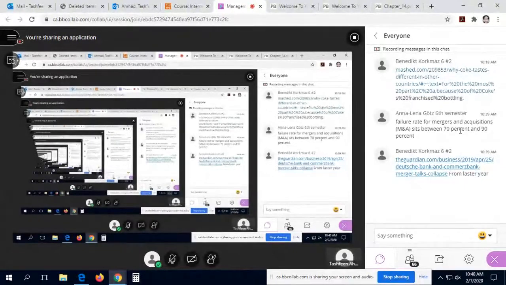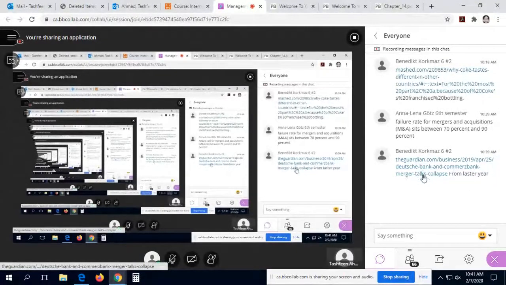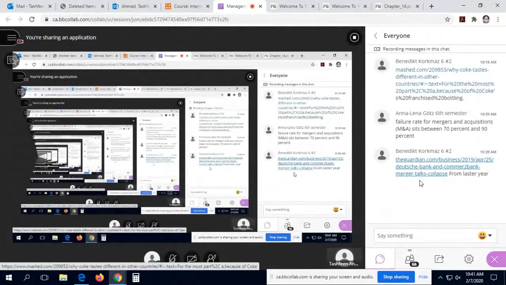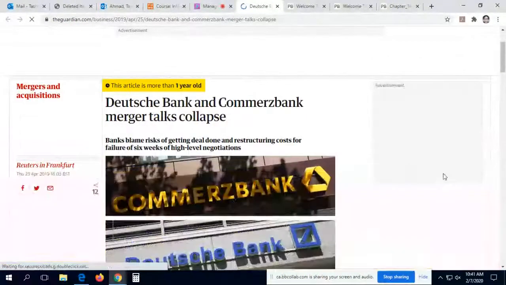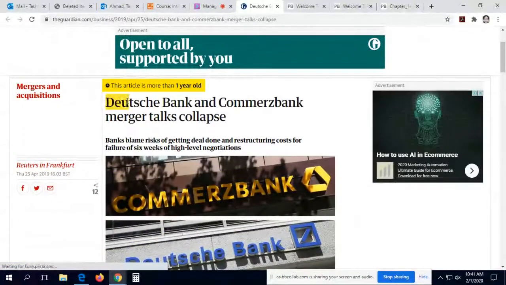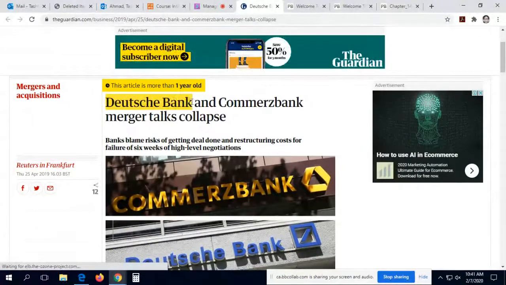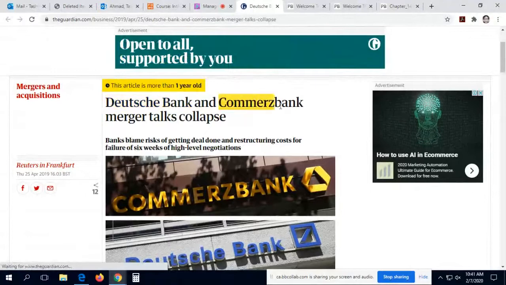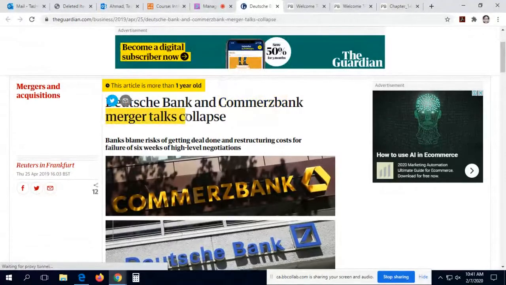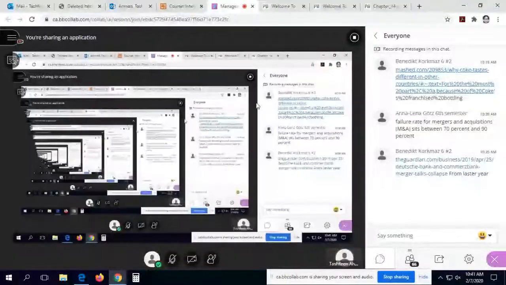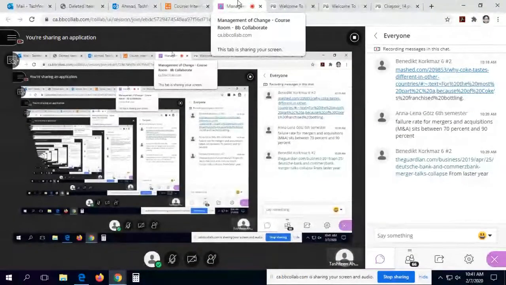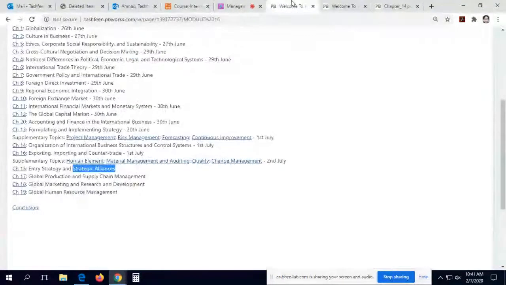So partner selection. Very good. Ben is also giving us a Guardian report, Deutsche Bank, and thanks Ben for that. Very good. Look at this. Benedict is sharing this knowledge with us. Big time bank, big time bank. Merger talks collapse. That's it. Why did this happen? Partner selection. Selection is wrong.